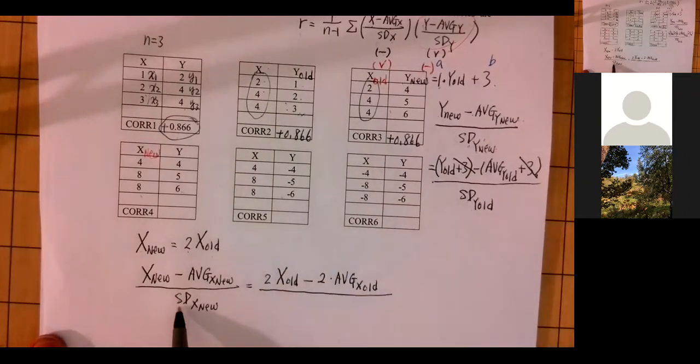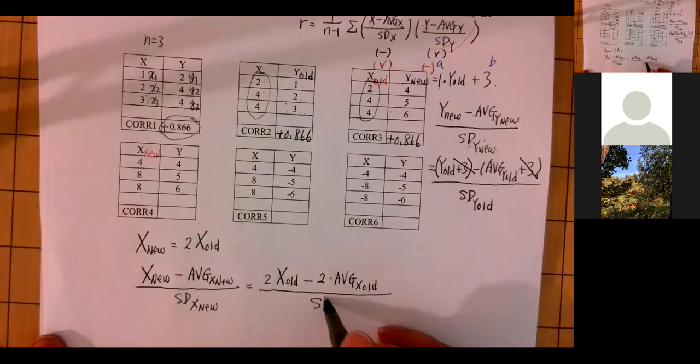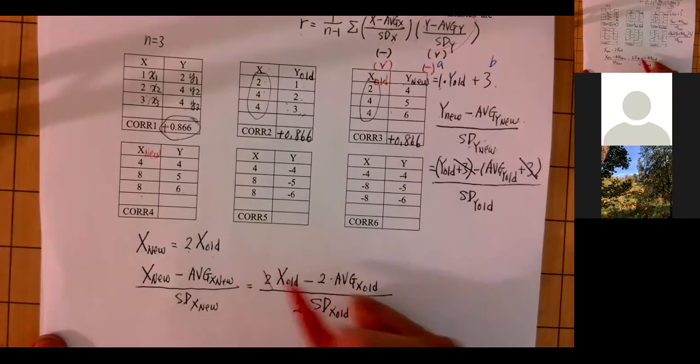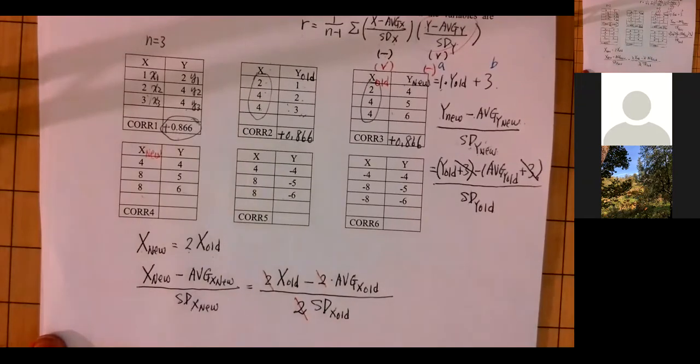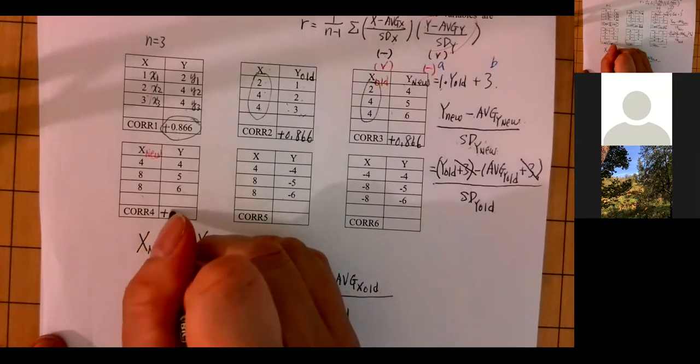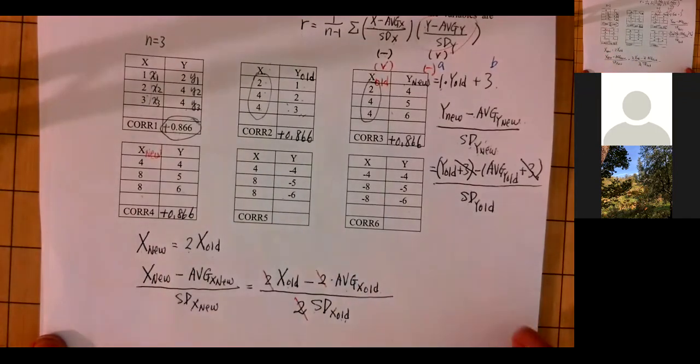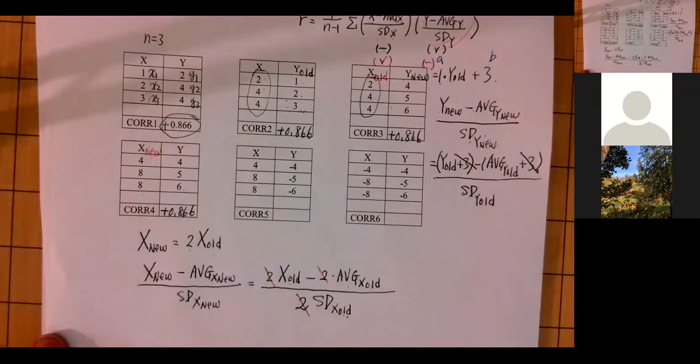And now, how is the spread of the new list related to the spread of the old list? New list to old list. The spread has been doubled, because 2 times 2. Now 2 is a common factor. After you make the cancellation on the common factor, what do we have? We have x old minus average x old divided by standard deviation x old. No change. So this table is still positive 0.866. No change. Nothing changed. Still positive 0.866.